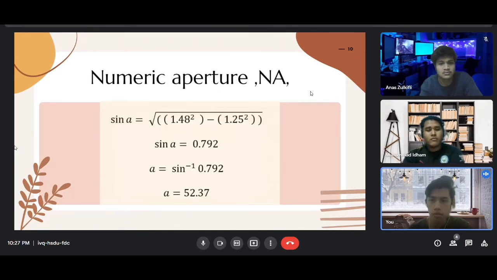And then we need to calculate the numeric aperture based on the formula given. Sin A equals the square root of 1.48 squared minus 1.25 squared. And then sin A equals 0.792, A equals sin inverse of 0.792, and then the answer for NA is 52.37.